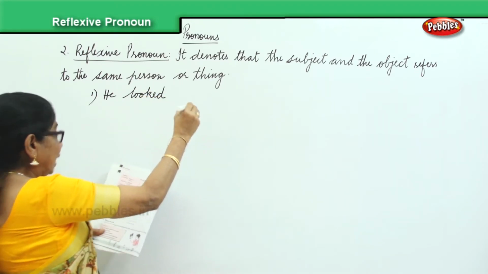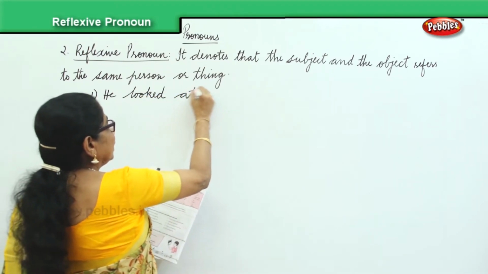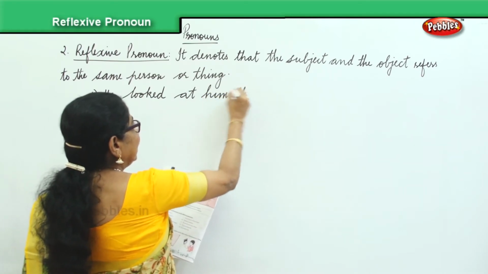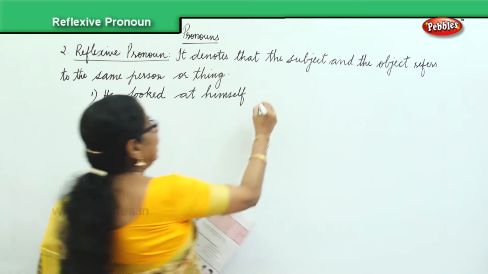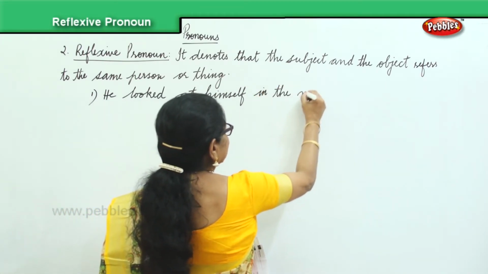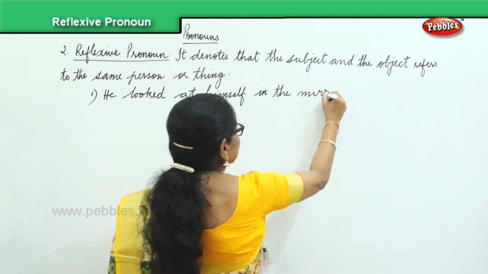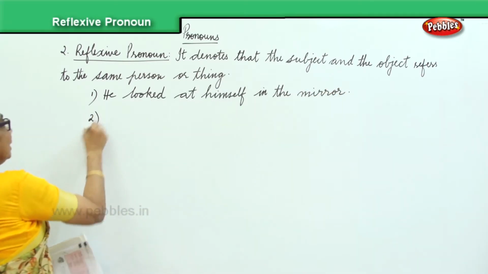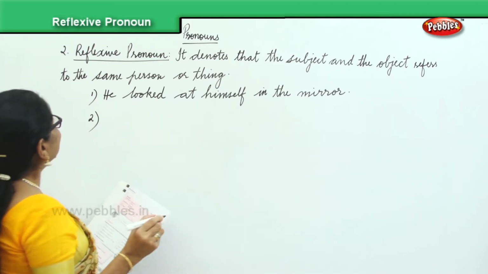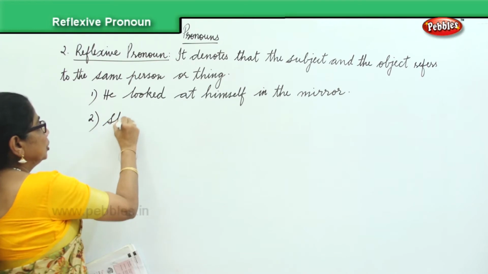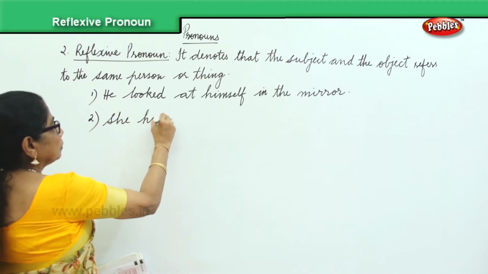He looked at himself in the mirror. First we look at the sentence, then we'll identify the reflexive pronoun. She hurt herself.